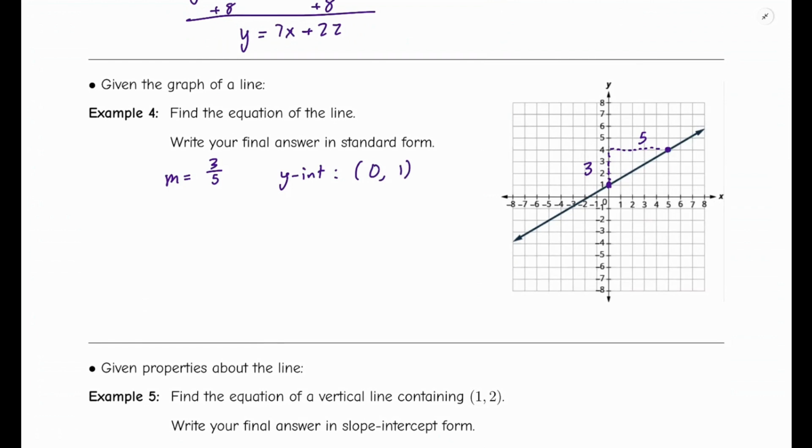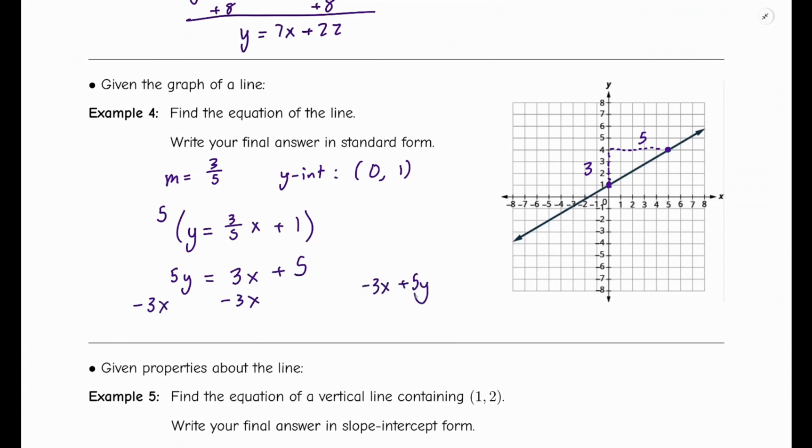So in slope-intercept form, it's y equals 3/5 x plus 1. But now in standard form, I'm going to multiply everything by 5 to get 5y equals 3x plus 5. Subtract 3x from both sides, and we get negative 3x plus 5y is equal to 5. And there we have it in standard form.